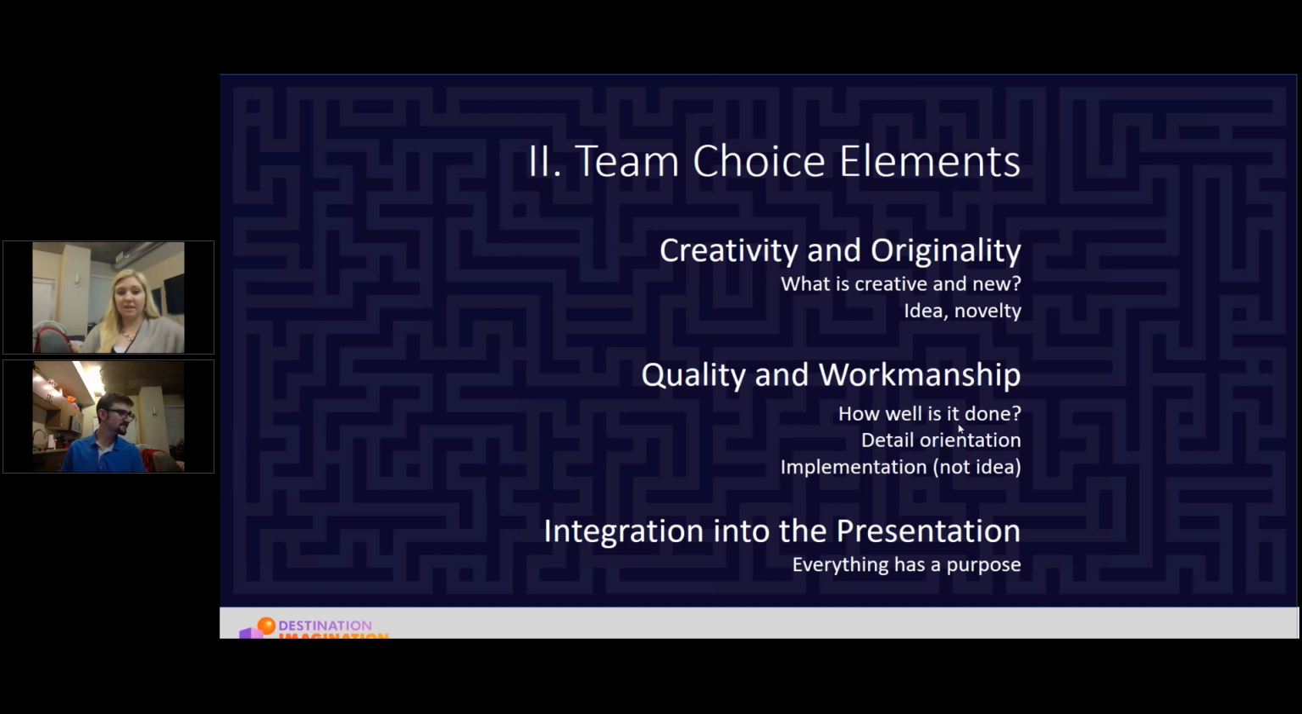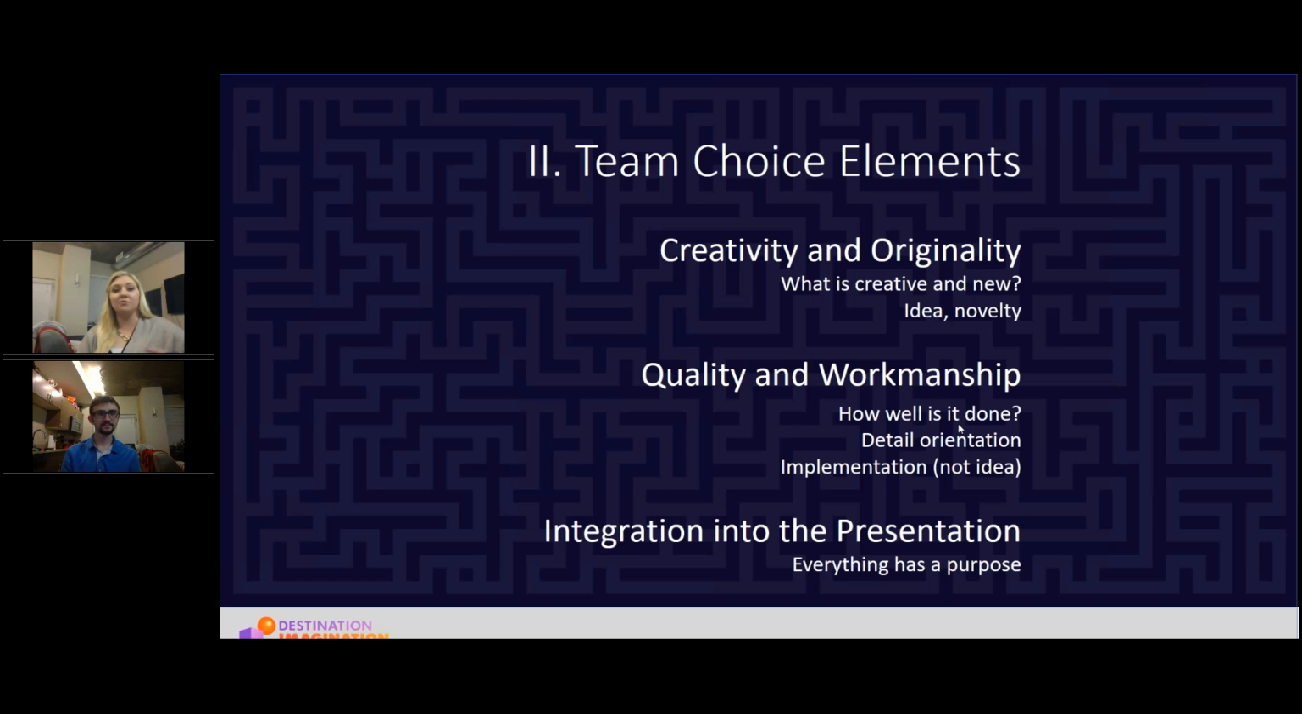The only thing I want to say is your team choice element can be absolutely anything that happens during your presentation. If it shows up in the 7 minutes that the team is presenting, it can be a team choice element. The only thing it can't be is something else that's already scored. It has to be standalone, it doesn't have to be an object, it can be anything, but it has to be able to be scored on these things by itself. Something you can't pick as a team choice element would be your maze traveler, because we're already scoring it for things very similar to creativity and originality, quality and workmanship, and the integration into the presentation is scored in the story section.